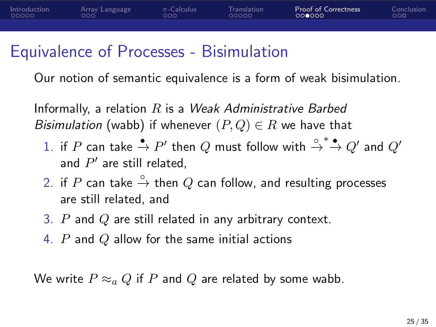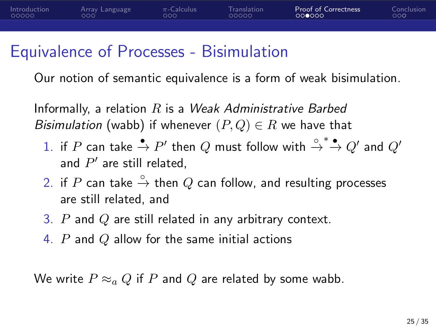I will not give you the formal definition here, but the idea is that a relation is a WAB if whenever two processes P and Q are related, and if P can take an important transition, then Q can do some administrative steps, but then finally it does an important step, and Q' and P', the results, are still related. And if P can do an administrative step, then Q can follow that by administrative steps, and we're still related. And moreover, semantic equivalence must be preserved in any context, and we allow for the same initial actions, the same barbs. And we write P ≈ Q if P and Q are related by some WAB.